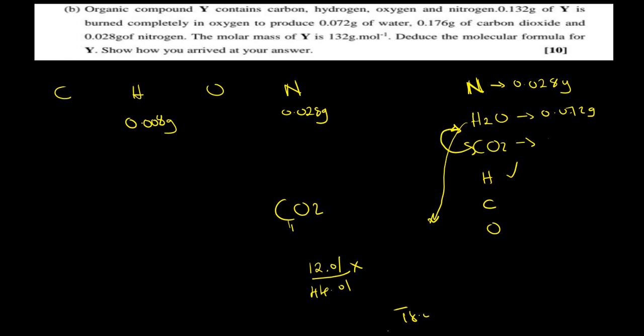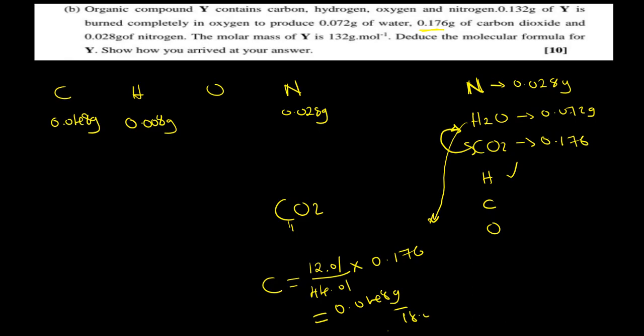Then you multiply by the variable number we had for carbon dioxide, which is 0.176. So we multiply by 0.176 for carbon. When you multiply that, it will give you 0.048 grams. So for carbon it is now 0.048 gram.